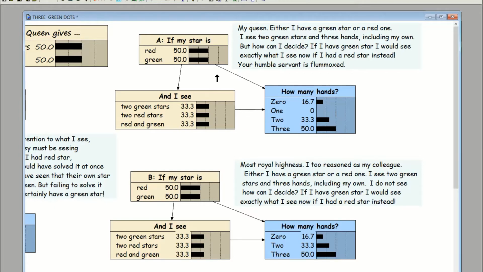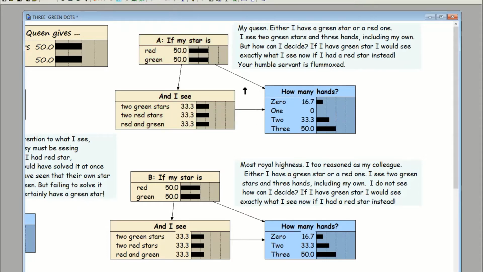Now, we can do a sanity check to see that we've really got this wired correctly. We can say, let's just make sure. If I had a red star and I see 2 red stars, then I would see 0 hands. Okay, so that works. Or if I saw 2 green stars, well, then yes, I would in fact see 3 hands. And if I saw a red and green, then I would in fact see 2 hands. So that works. So let's just withdraw that.